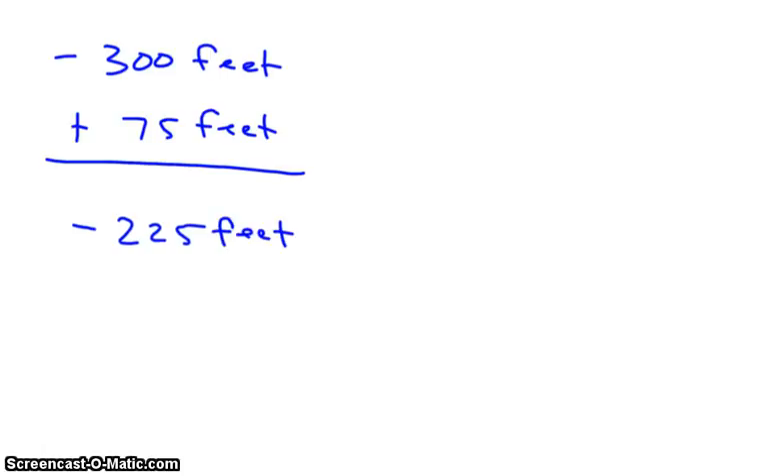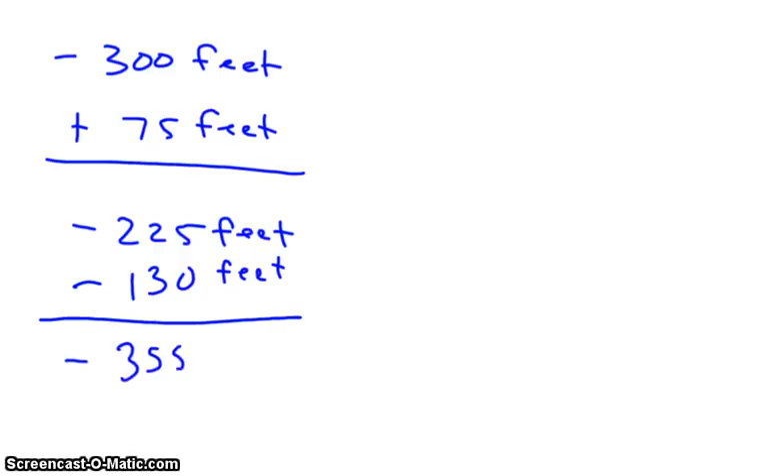If my boat wants to dive another 130 feet, dive, go down, that means I am going deeper into the ocean. I am subtracting away another 130 feet. Signs are the same. I keep the sign, and I add. So at this point, I would be negative 355 feet, or 355 feet below sea level.